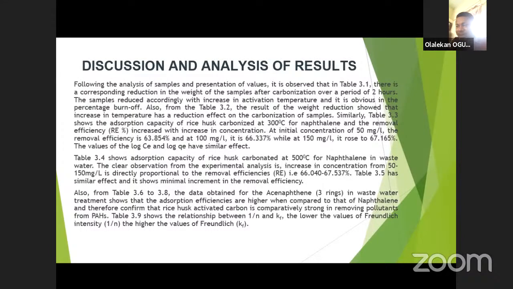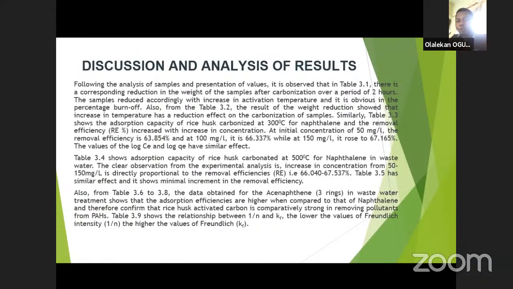And as we can also see from tables 3.6 to 3.8, the data obtained for the 3-ring polyaromatic hydrocarbon, which is acenaphthene, in wastewater for the treatment of organic pollutants, shows that absorption capacity is higher when compared to that of naphthalene, meaning that the higher the concentration of those pollutants, the higher the level of organic pollutants that will be present there.